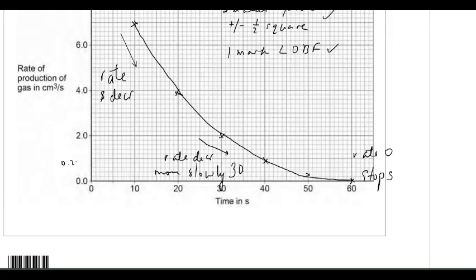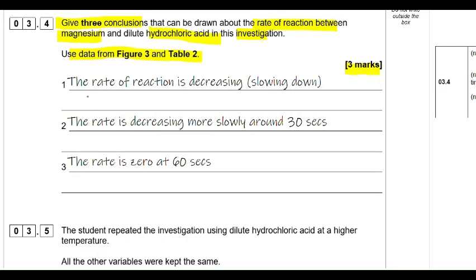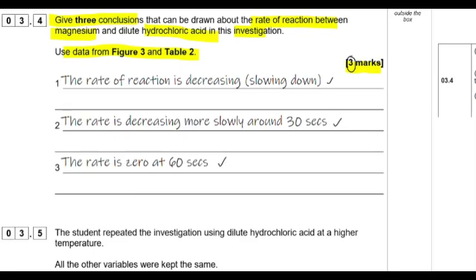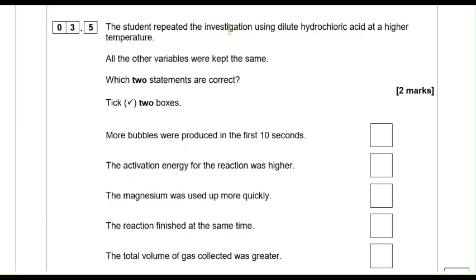So let's look at the answer grid. For the first point, the rate of reaction is decreasing or slowing down. Second point, the rate is decreasing more slowly, around 30 seconds. And then finally, for the third mark, the rate is 0 at 60 seconds. 3 marks. 3.5. The student repeated the investigation using dilute hydrochloric acid at a higher temperature.